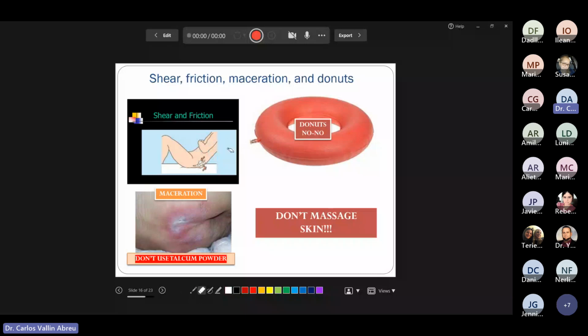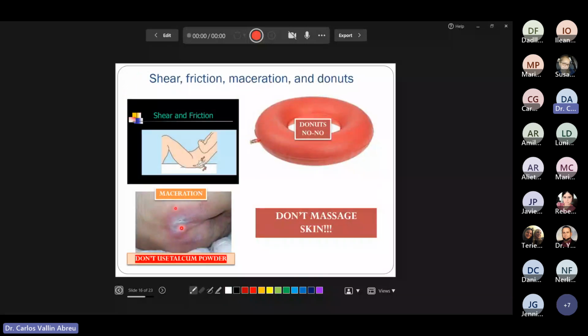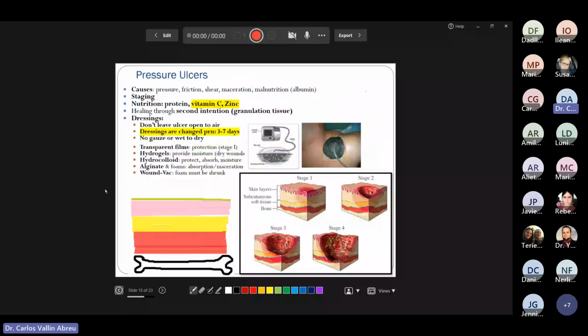So avoid elevating the head of the bed too much for long periods of time because it produces a lot of shearing. Maceration is the moisture of the skin, and you know that urine and stool burn the skin and produce skin breakdown. Malnutrition, which is measured with albumin, also produces a bad quality of skin that is easily broken. The staging of the pressure ulcer is important.